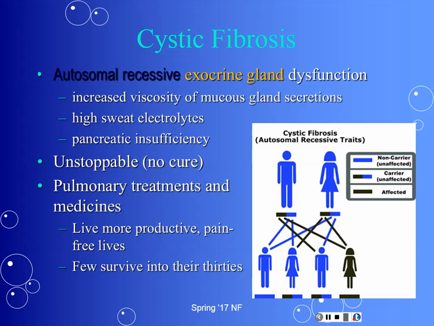But depending on treatments, and when they come in, they can have more productive and less painful lives, but few do survive into their 30s. Most have to have a lung transplant within their lifetime. And it can prolong their life, but it doesn't prevent the other damage and all of that. And most of the time, a set of lungs lasts about 10 years max, I think.